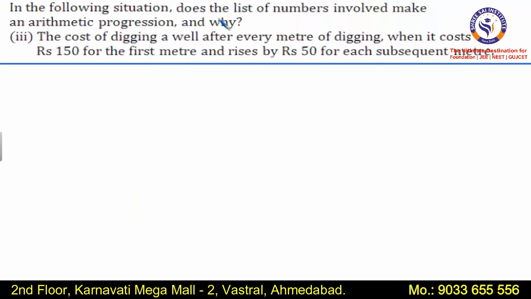This question says, does the list of numbers involved make an arithmetic progression and why? It says, the cost of digging a well after every meter of digging, when it costs rupees 150 for the first meter and rises by rupees 50 for each subsequent meter. Let's first find the list of numbers involved. In this case, beginning with the solution.